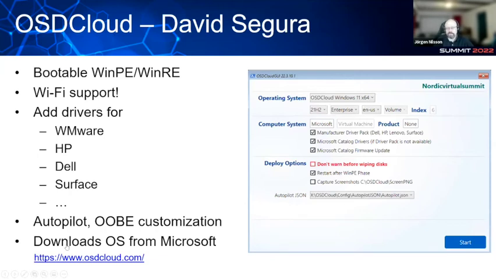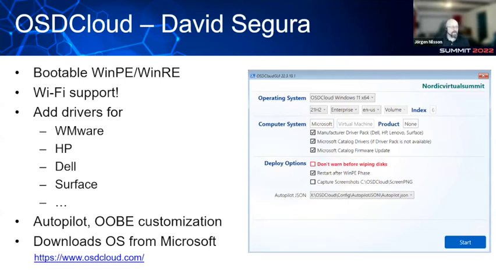The cool thing is that it actually downloads the OS from Microsoft. So I can create a WinPE bootable USB drive, or whatever you like, ISO file. And then I can just boot the machine, and it will format the drive. It will contact Microsoft and download all the files from Microsoft Update. So it's actually really cool. And as I can have Wi-Fi support as well, it's a real time saver.